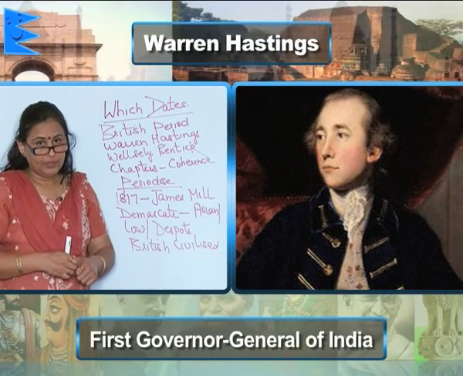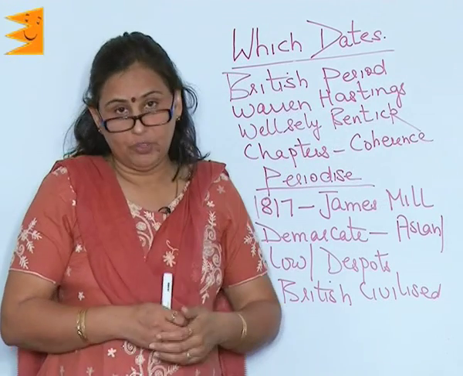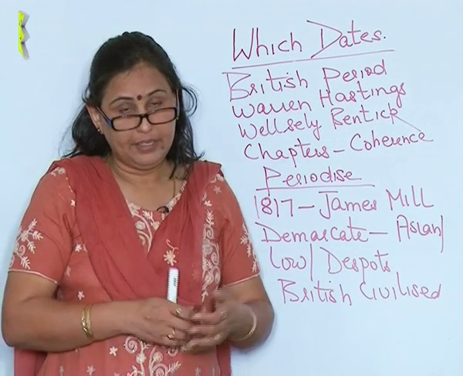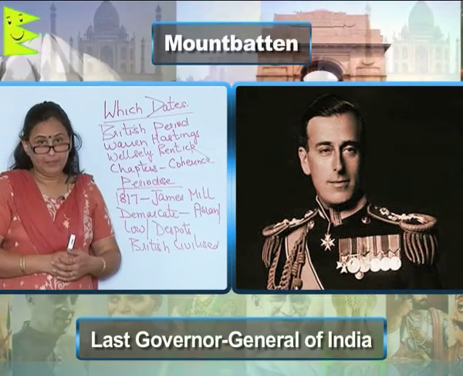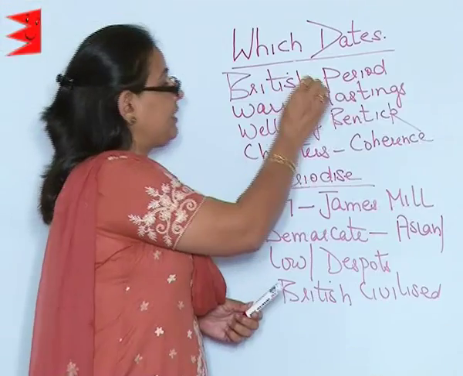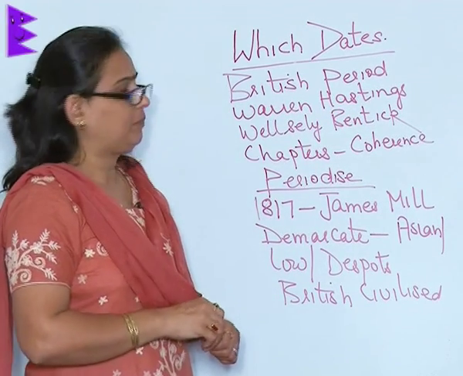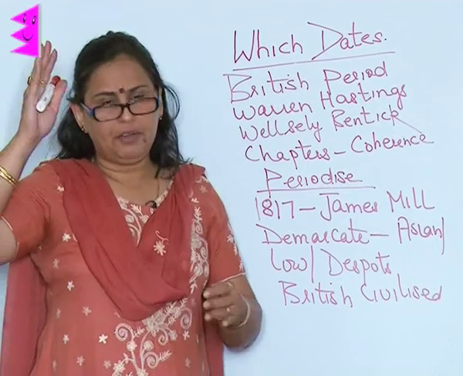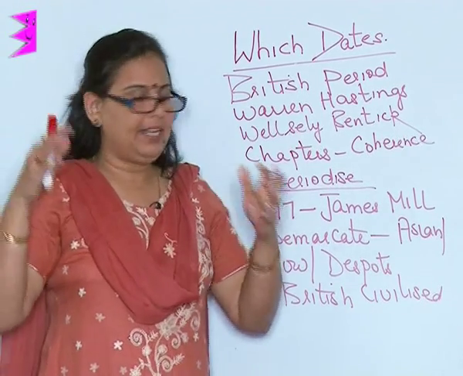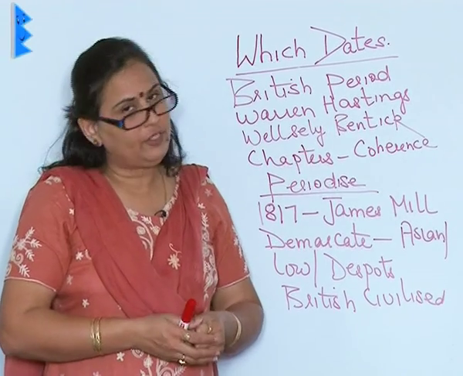If I say Warren Hastings, that is the first Governor General of India, or if I talk of the last British Governor General, that is Mountbatten. All this has been categorized, demarcated as dates for the British period. And the succession of the Governor General could be Wellesley, Bentinck, Warren Hastings, Dalhousie, and so on.